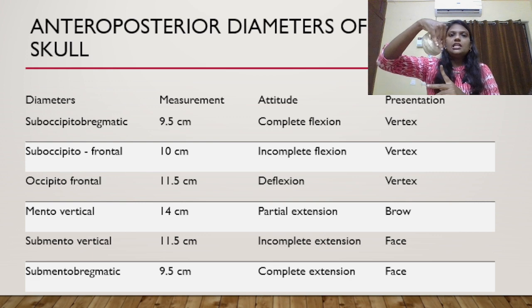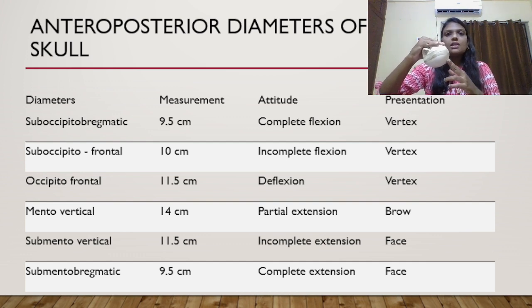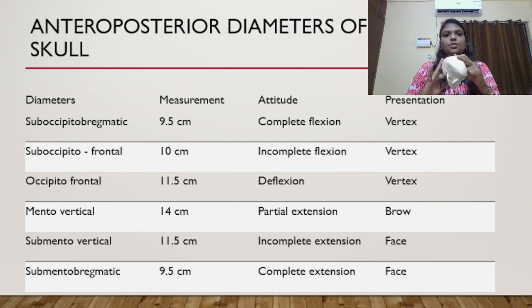So, in complete flexion, it will be suboccipitobregmatic. Incomplete flexion, suboccipitofrontal. Deflexed head will be occipitofrontal. Partial extension, mentovertical. Incomplete extension, submentovertical. Complete extension, submentobregmatic. These are the anteroposterior diameters of the skull.